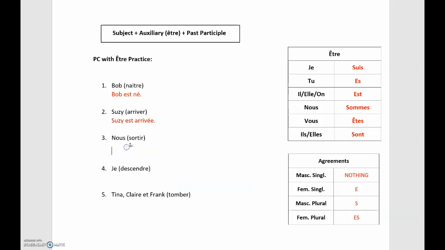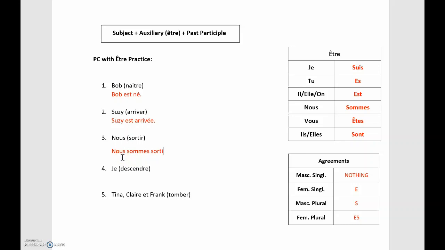There you have it. Susie est arrivée. The next one is nous and sortir. So here, I will write out nous, être, nous becomes sommes, nous sommes, and then the proper past participle is sorti.